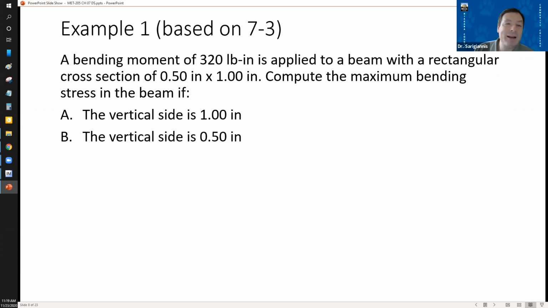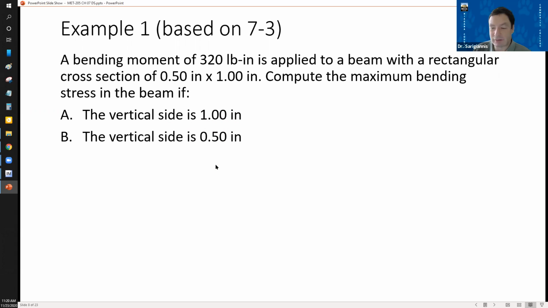Bending moment of 320 pound-inches is applied to a beam with a rectangular cross-section of 0.5 inches by 1 inch. Compute the maximum bending stress in the beam if there are 2 scenarios, right? So this would be like laying a beam on its short end, right? So the vertical side is 1 inch, or the vertical side is 0.5 inches. So this depends on how you orient the beam.